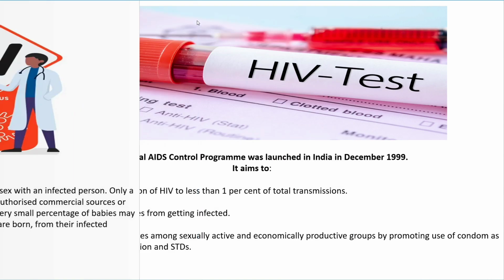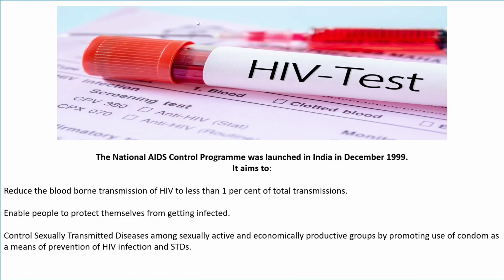All right. Now, the National AIDS Control Program was launched in India in December 1999. So what is this National AIDS Control Program? It is a program. When was it launched? It was launched in the year 1999. And what are the aims of the AIDS control program? Let us see. Number 1, reduce the blood-borne transmission of HIV to less than 1% of total transmissions. So we have to reduce the transmission of HIV, which happens by the transfer of blood from one person to the other, to less than 1%.